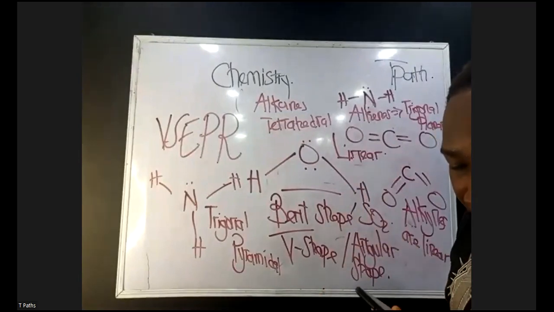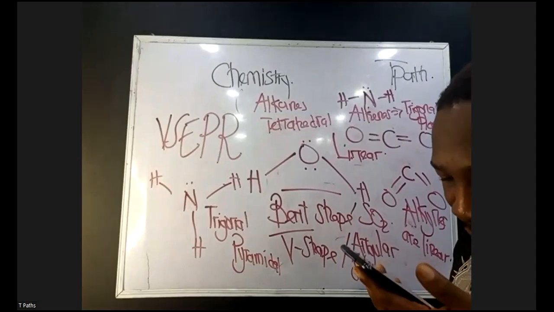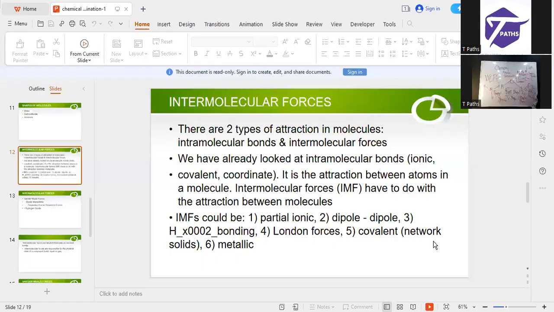So the next thing you need to consider now is intermolecular forces. I'm not going to finish the intermolecular forces because it's half; we continue in our next class. In intermolecular forces, there are two types of attraction in molecules. We have what they call intramolecular bonds and intermolecular bonding.